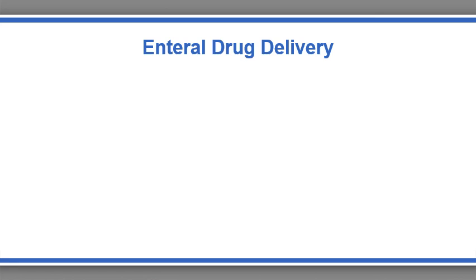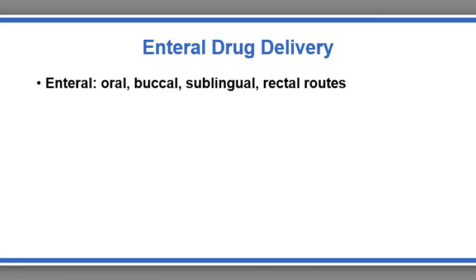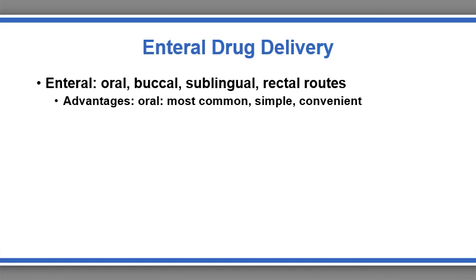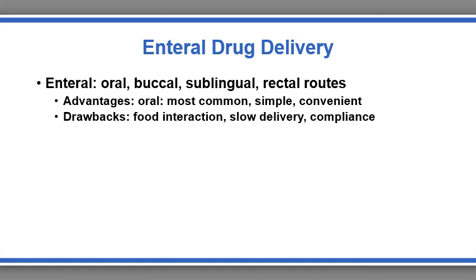So with enteral drug delivery, these are the different routes you can get. Remember, we're looking at delivery that involves the gastrointestinal tract. Advantages, for the most part, and oral is probably the most common, though they're not all oral. Obviously, there's the rectal route involving enteral drug delivery. But for the most part, it's very simple, convenient, and very easy for an individual to do. The drawbacks: food interaction, slow delivery, and at times compliance.